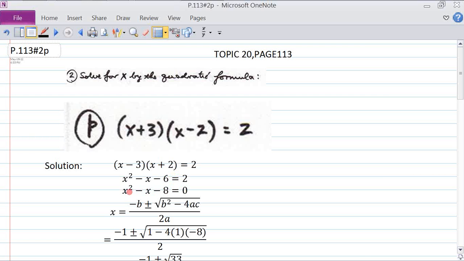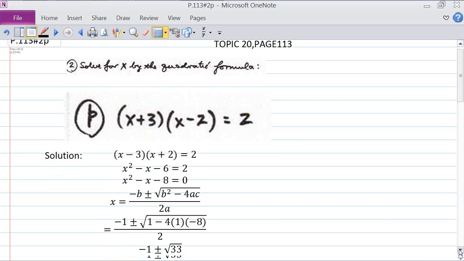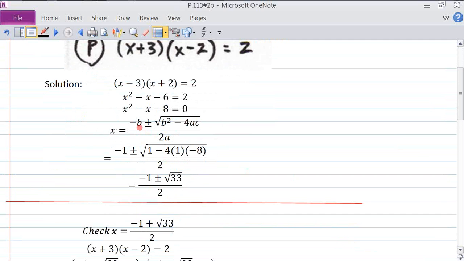And there's no way to factor this. There's no way that you're going to be able to factor it. So in order to solve this, we're going to use the quadratic formula. B is 1, so we have minus 1. So 1 squared is 1, minus 4. A is 1. Let's look at C.